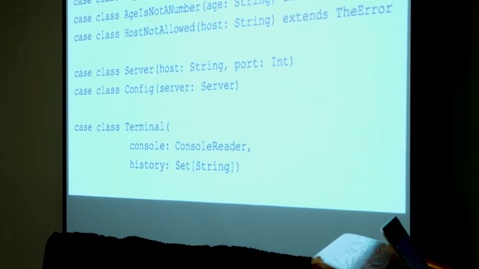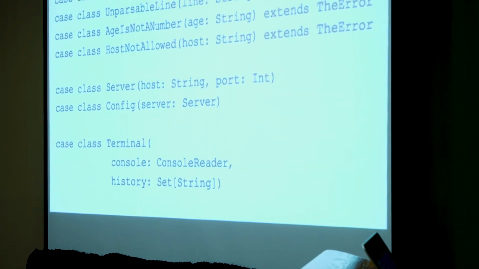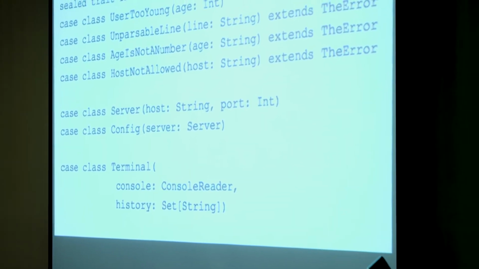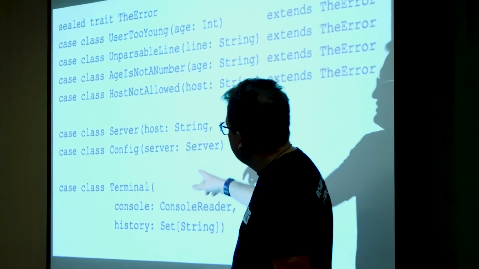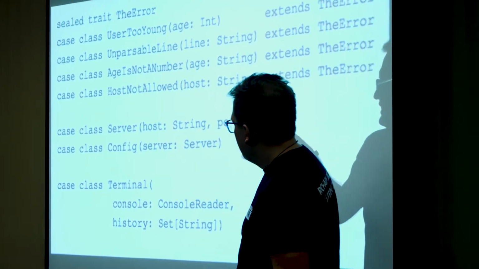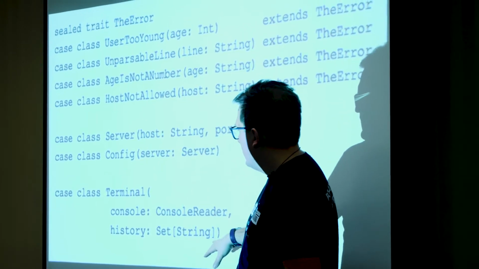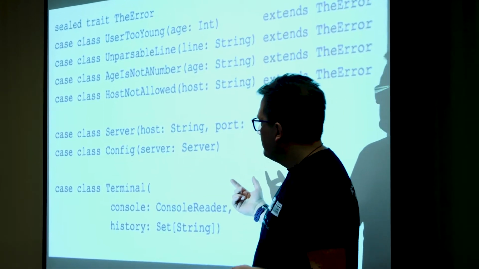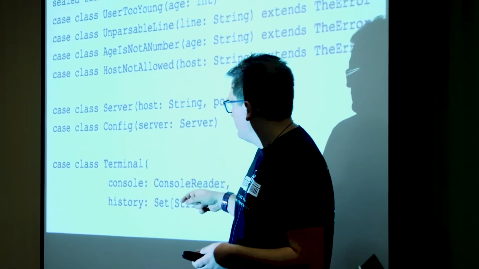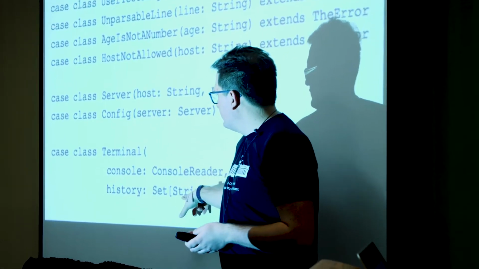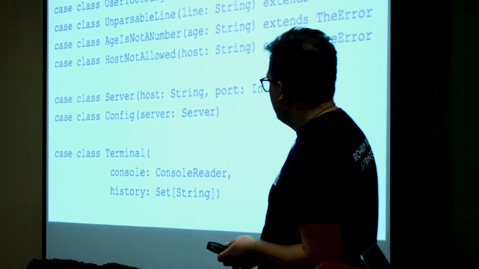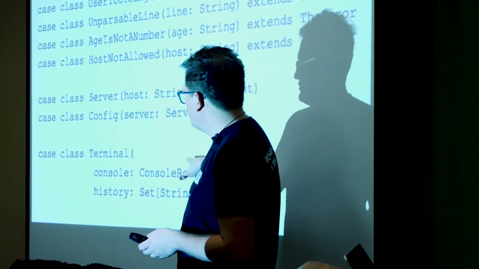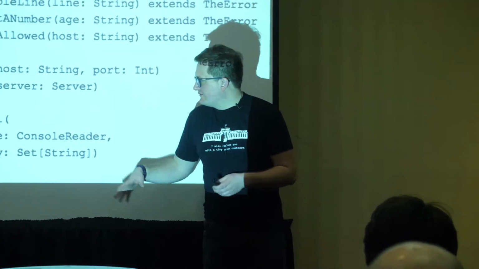So here are some domain classes that we are using. There's an error type, which is pretty straightforward. There's a configuration for our server, where it lives, and there's a concept of terminal. This is sort of like our state, because every time we put something into the REPL, we keep a history of what we put into it, so that we can have completion and stuff like that. Also this console thing is effectful. It should be closed over Task, but for simplicity reasons, I just left it as it is.